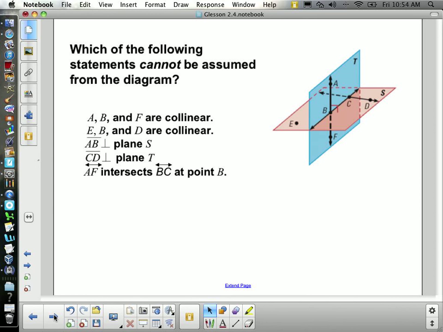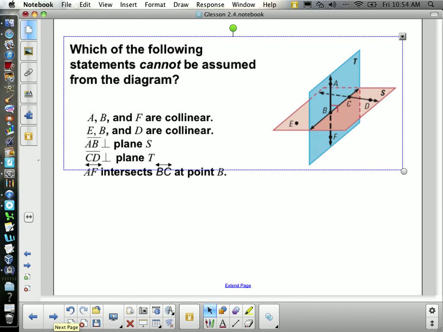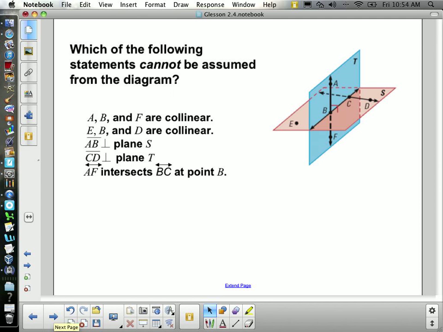AB is perpendicular to plane S. Notice plane S here is the red plane. AB is perpendicular to it. Is there anything there to indicate the right angle? Yes, there is. There's a little box there, isn't it? So we could assume that. CD is perpendicular to plane T. Blue plane, CD. Can we assume that? Is there any box to indicate that right angle? No, so we can't assume that. AF intersects BC at point B. Can we assume that? Yes, because it's drawn in. So don't leap to conclusions based on what is drawn in and what is not.